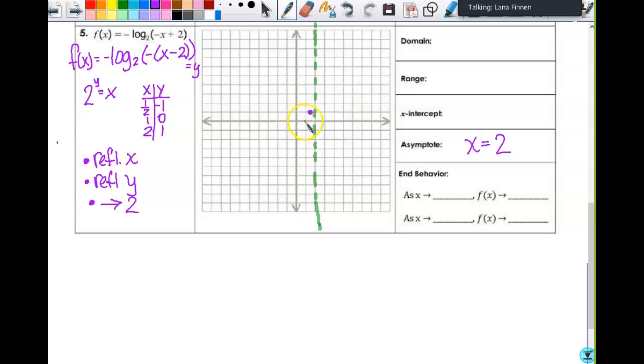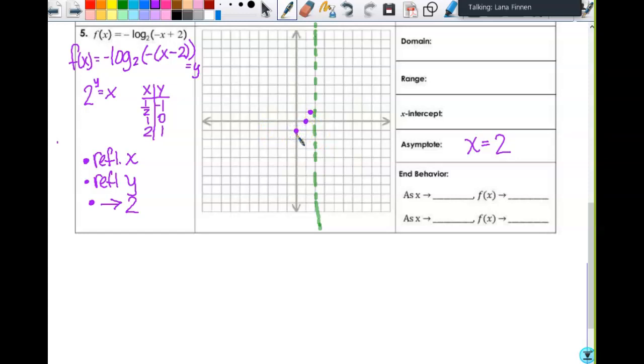Then I'm going to go to 1, 0. I'm going to reflect in the x-axis, so I don't go anywhere. Reflect in the y-axis, and then move to the right 2. Then I'm going to go to 2, 1. I reflect in the x-axis, so I'm down here. Reflect in the y-axis, so I'm over here. And then I move to the right 2.